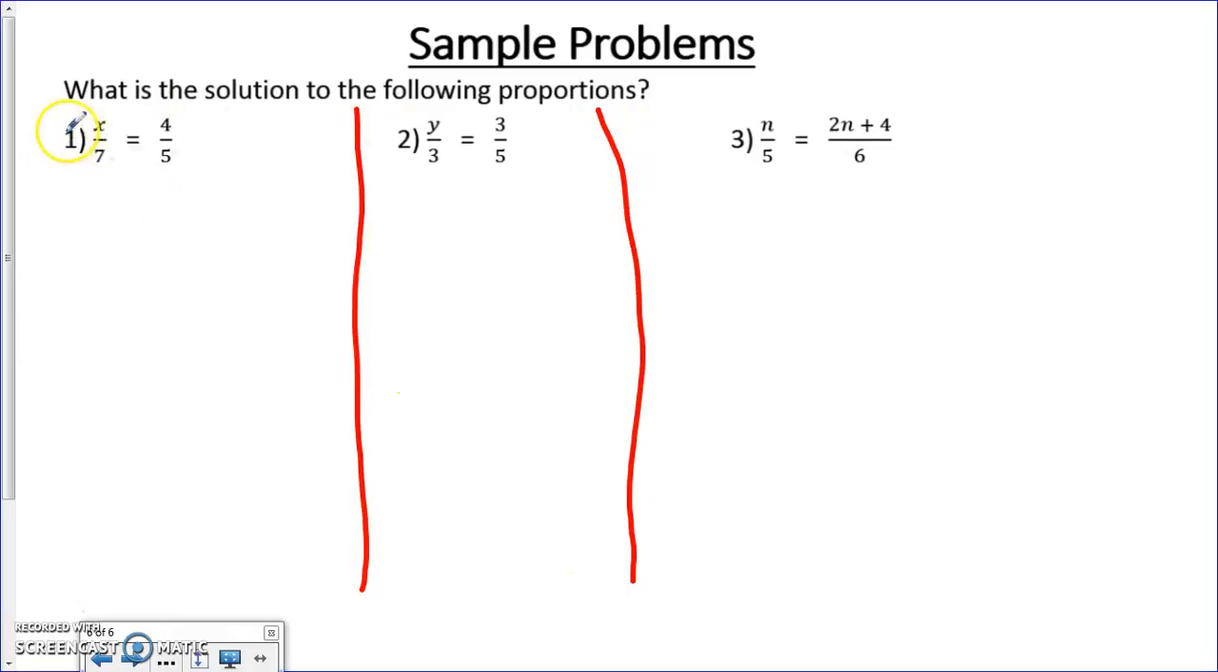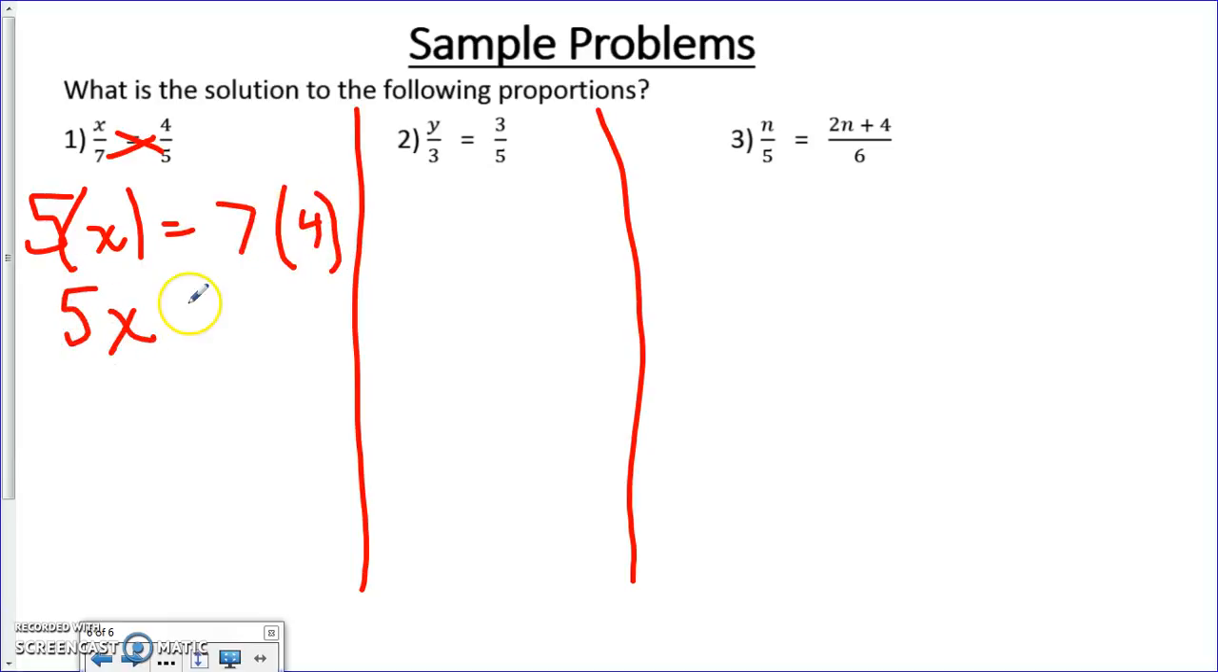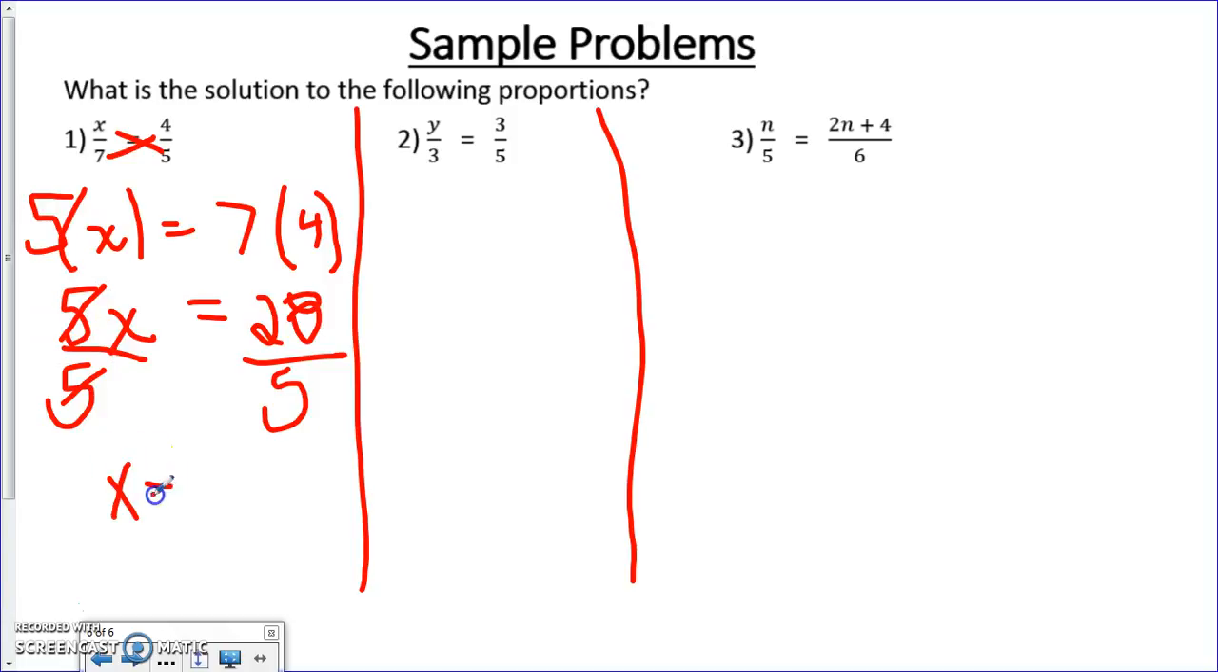So, I'm going to use the cross products for number 1. I don't really like treating this as a one-step equation, so I'm going to do cross products. So I'm going to say 5 times x equals 7 times 4. 5 times x is 5x. 7 times 4 is 28. Divide both sides by 5. x is equal to 28 over 5. We cannot simplify this fraction any further, so just leave it like that.